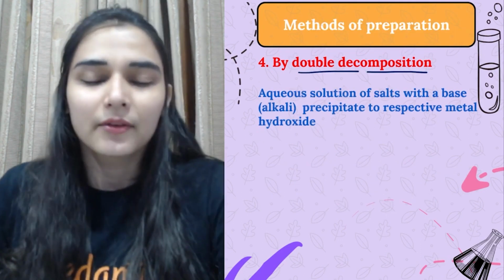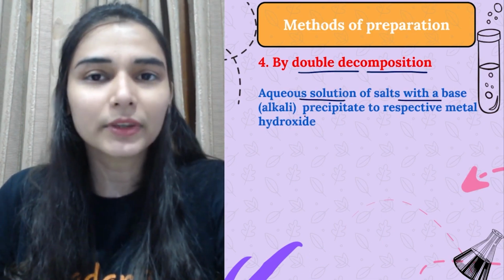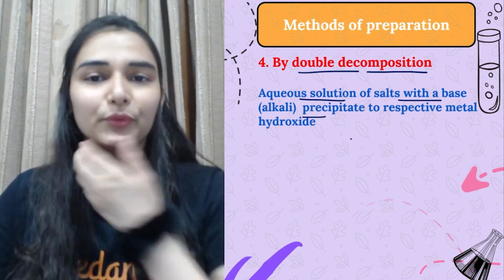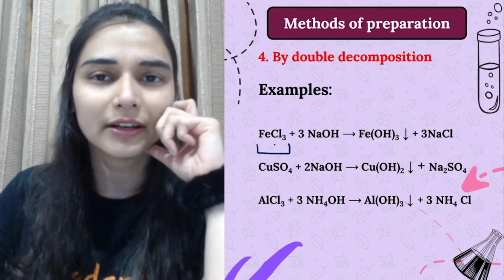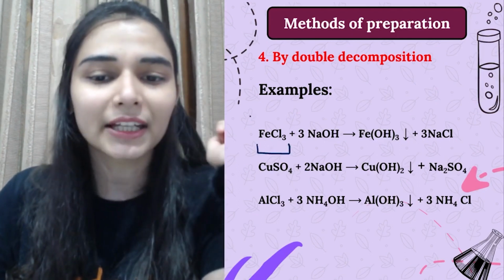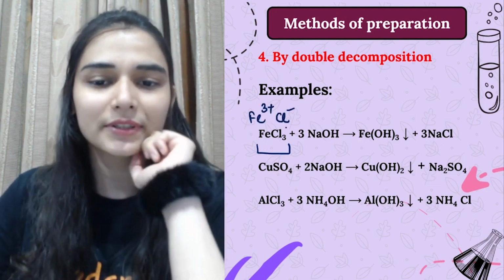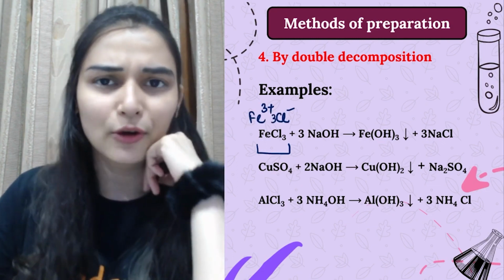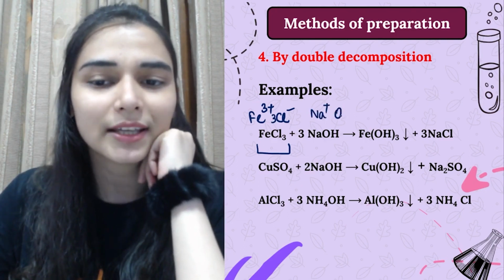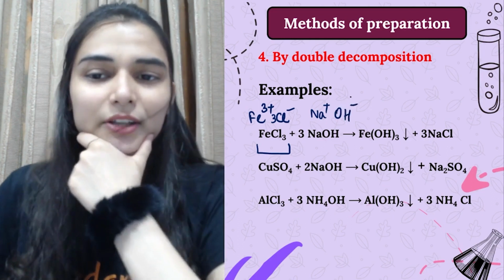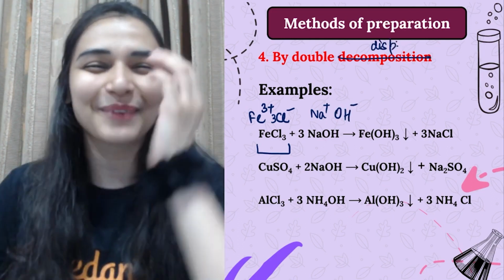Okay, see, if we have aqueous solution of salt and it is reacted with the base, then what is gonna happen? Let's see. See, I have taken a metal salt, ferric chloride, and in ferric chloride I would be having ferric ions and chloride ions. How many chloride ions? 3 chloride ions. You have sodium hydroxide, you would be having sodium ions and hydroxide ions. So rather you can say double displacement. That would be much better for you, isn't it?